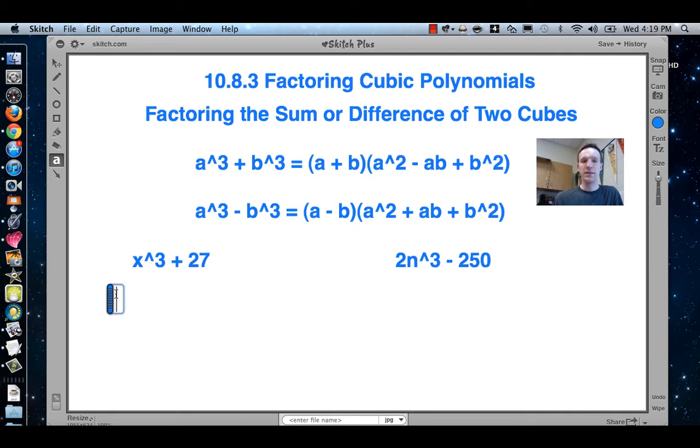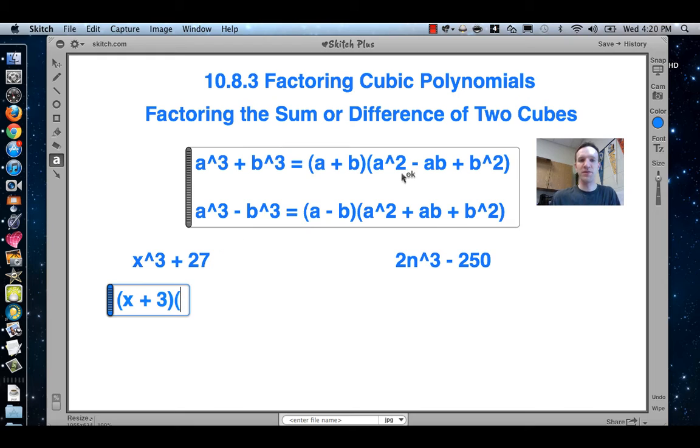So here we go. Since the cube root of x cubed is x, it's going to be x plus the cube root of 27, which is 3. So that's our values for a and b. We have x plus 3. Then for the second part of this equation, we have to take whatever the value of a is and square it. So a was x, so x squared.